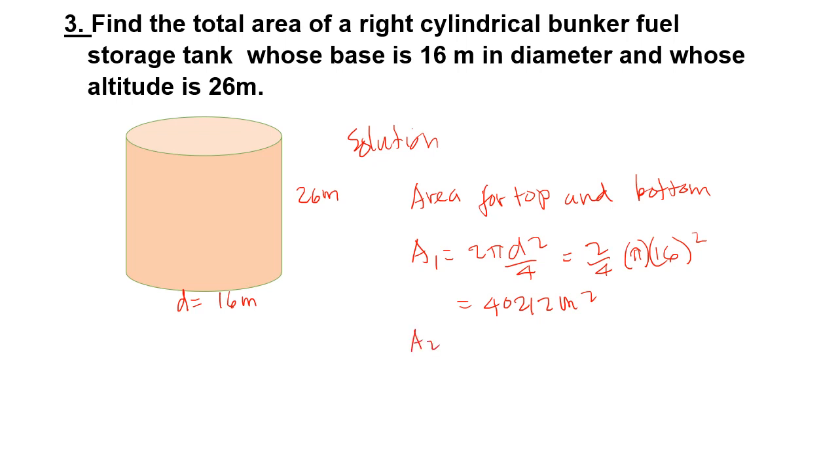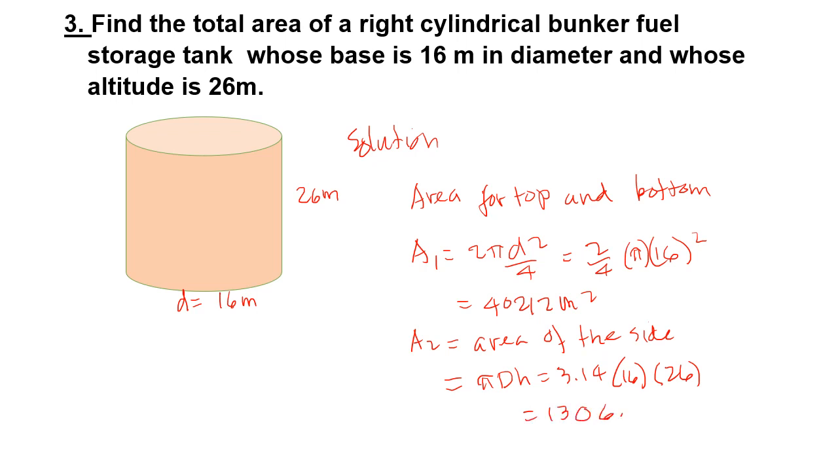Area of the side, A2, equals pi dh, equals 3.14 times 16 times 26, equals 1306.24 square meters.